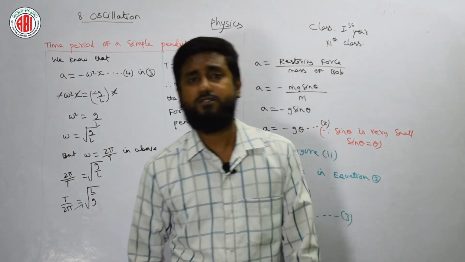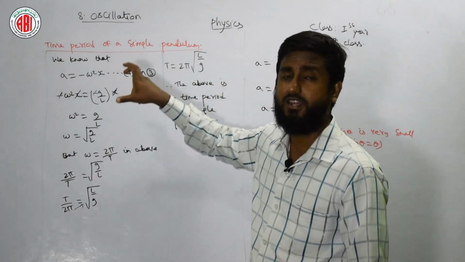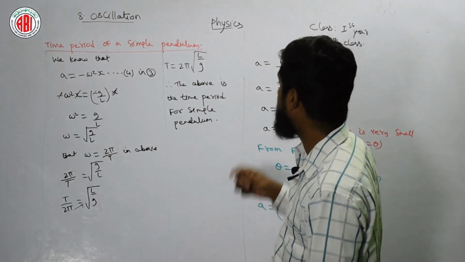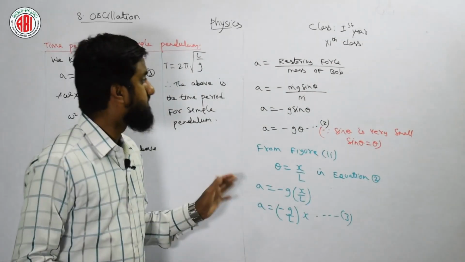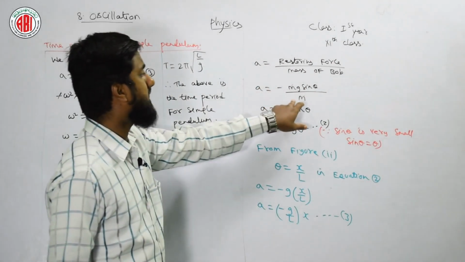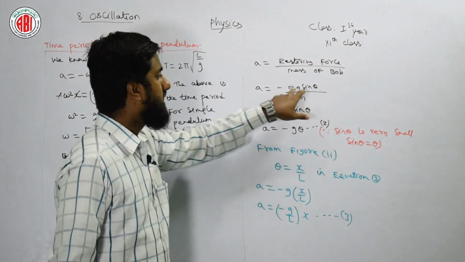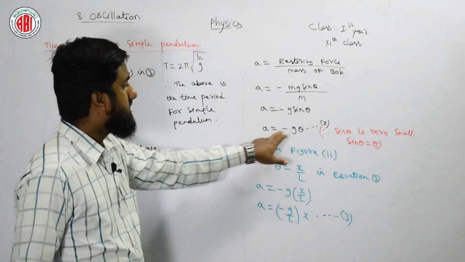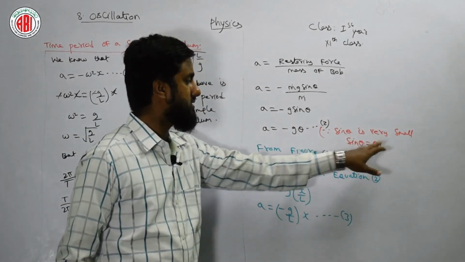First, we have marked a perfect diagram. After marking the diagram, we derive two things: the restoring force and the mass of the bob. The mass of the bob is nothing but m itself. The restoring force is minus mg sin theta. Here m gets cancelled, and we remain with a equals minus g sin theta, so a equals minus g theta. Why? Because sin theta is very small, so sin theta equals theta itself.